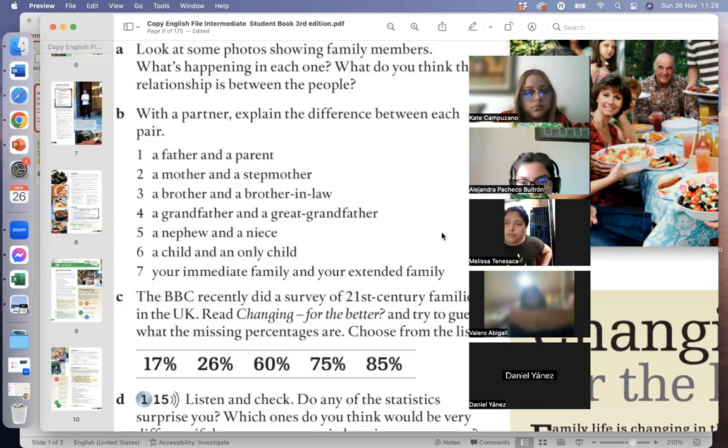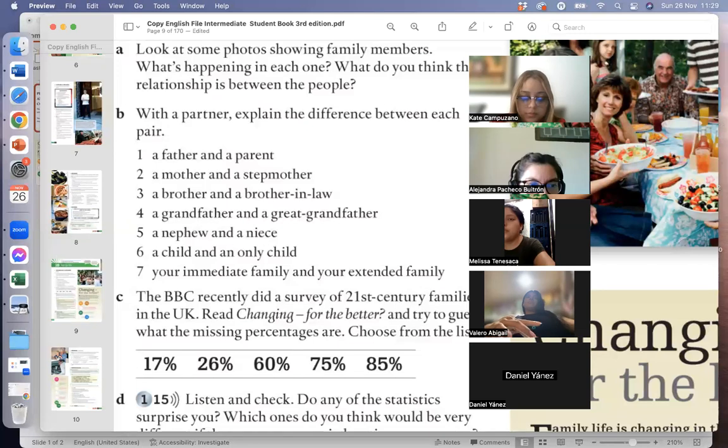Nephew and a niece. Kate. Our the sons of my brother or sister. Which one? Niece is the son of my each one, but it's for women, and nephew is for men. Yes, that's the difference. So nephew is a son, and a niece is a daughter of my sibling. Okay, very good. Alejandra, next one.